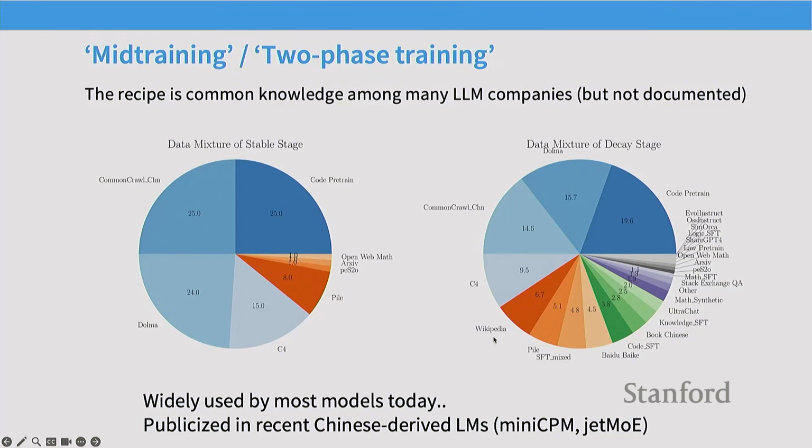We've got Wikipedia, what people might call high quality data. We've got still the pre-training stuff mixed in there, so it's not pure post-training data. But then if you look at the right, we've got code SFT, Chinese books, Ultra Chat, Stack Exchange question answering, Evol Instruct, OSS Instruct, and all sorts of other things. So those are all instruction tuning or instruction tuning adjacent data sets that you've thrown in onto the second half of pre-training. And I think it's used by most models today.